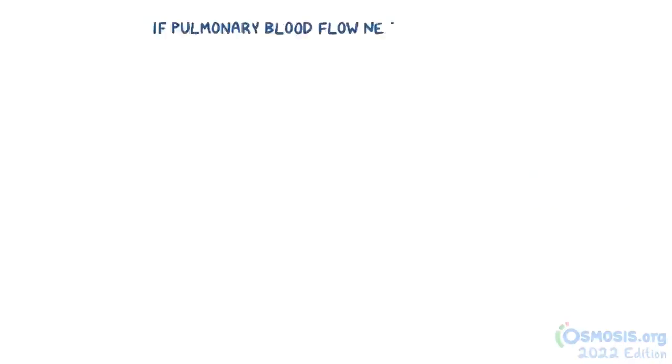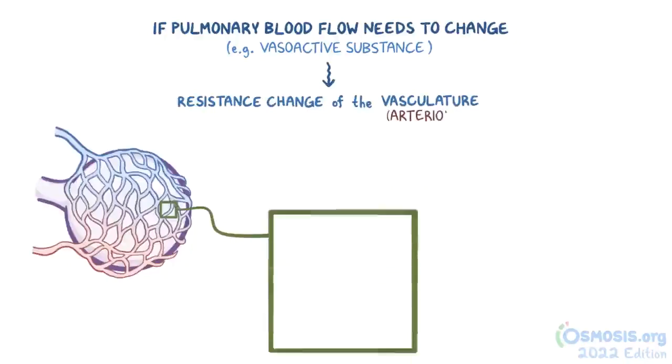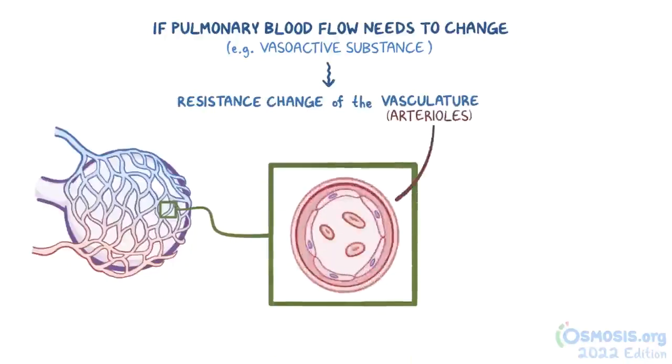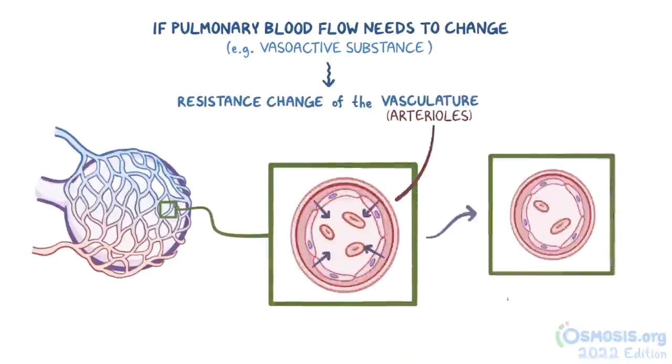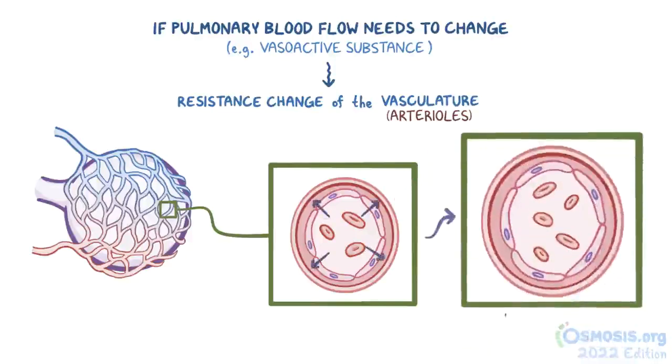If pulmonary blood flow needs to change in response to a situation or vasoactive substance, it's done by changing the resistance of the vasculature, particularly the arterioles, which is related to the diameter of the blood vessels. Specifically, a decrease in the diameter of the arterioles causes an increase in the resistance, and that leads to a decrease in blood flow. On the other hand, an increase in the diameter of the arterioles causes a decrease in resistance, and that leads to an increase in blood flow.